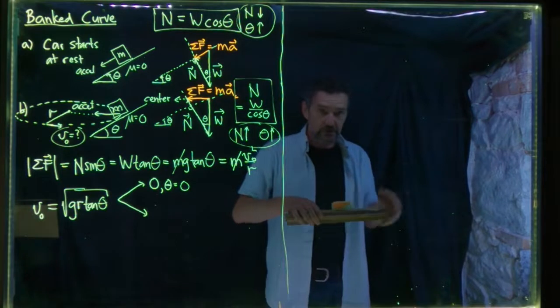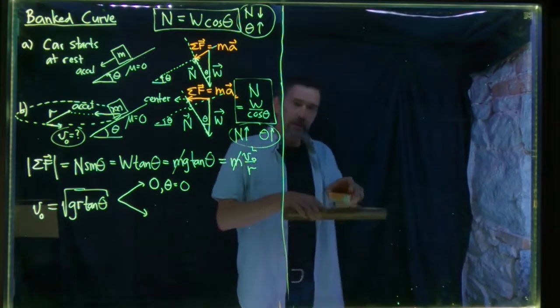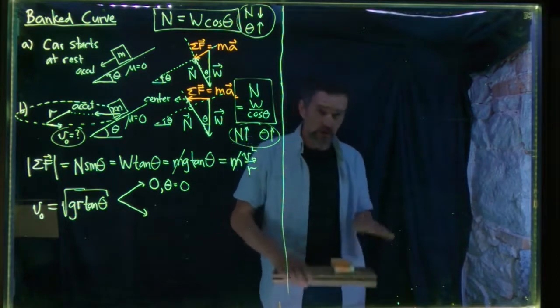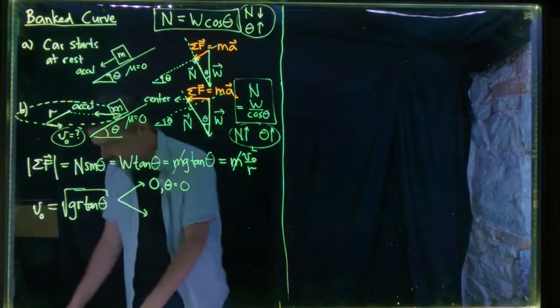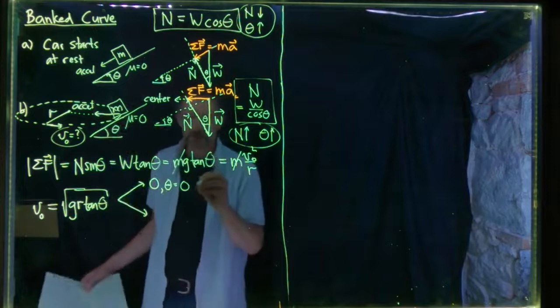Because there's no friction, you can't go at any speed on a horizontal frictionless surface in circular motion. Great, so that makes sense.